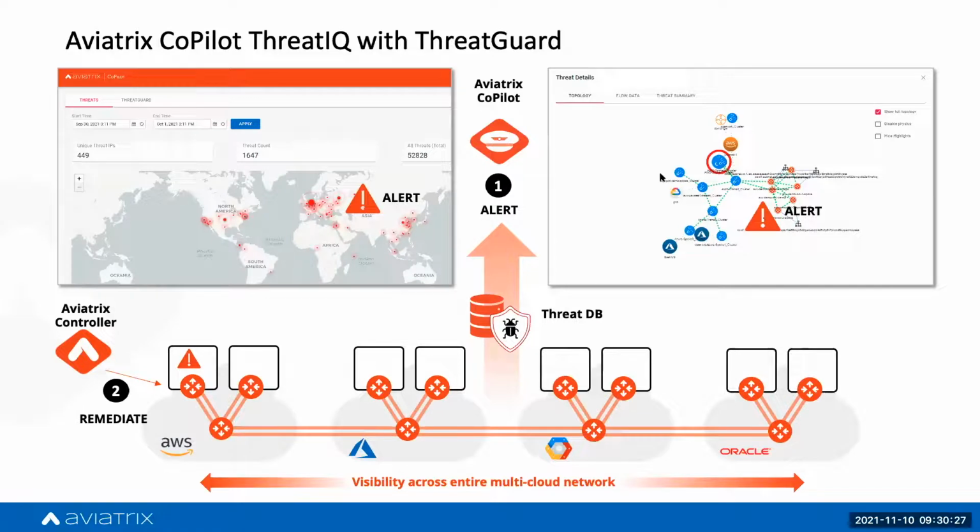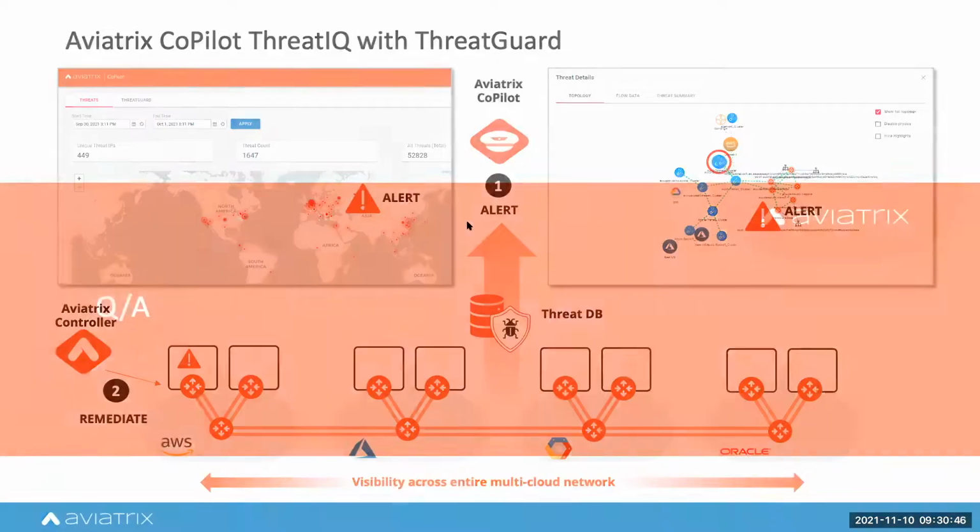So if a virtual machine got impacted somehow, we will look at this threat data, and based on this data, we'll automatically block the traffic leaving from the virtual machine or getting into the virtual machine. That's the very powerful Aviatrix CoPilot ThreatIQ and ThreatGuard feature that we have as part of the platform. Okay, so that's what I wanted to cover. Now let's go back and take a look at the Q&A panel and see if we have any questions.